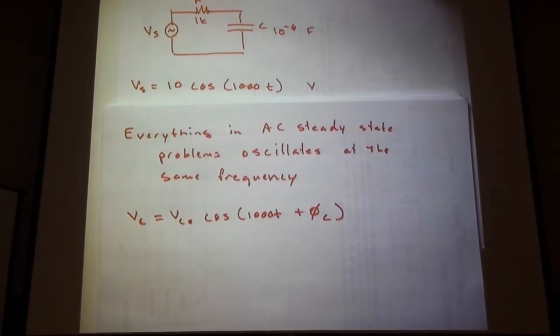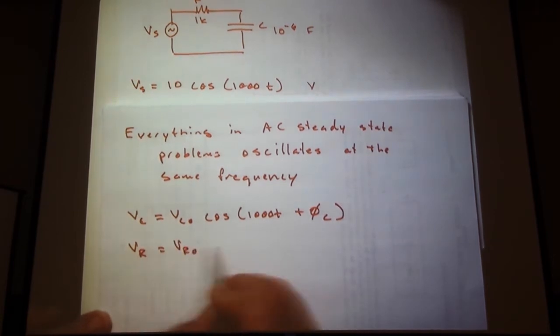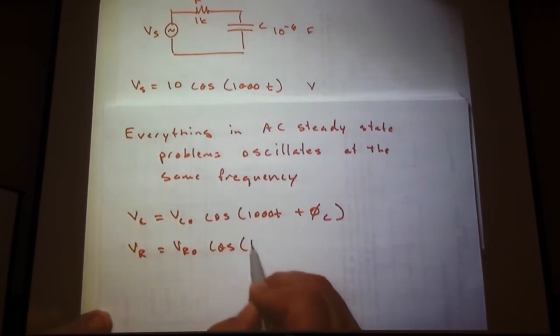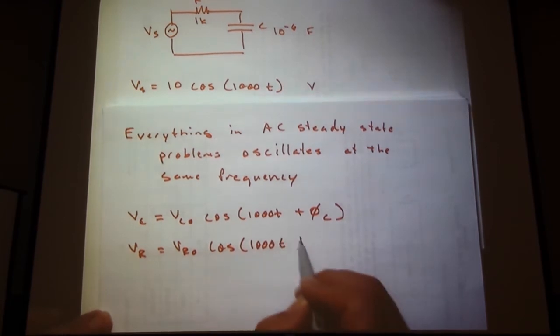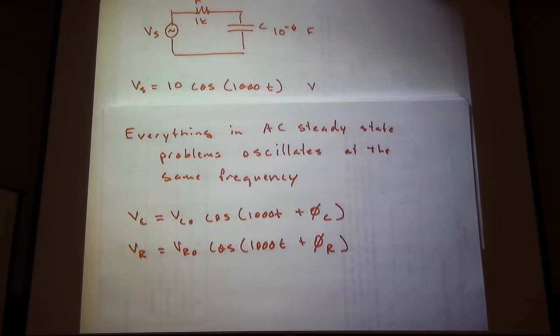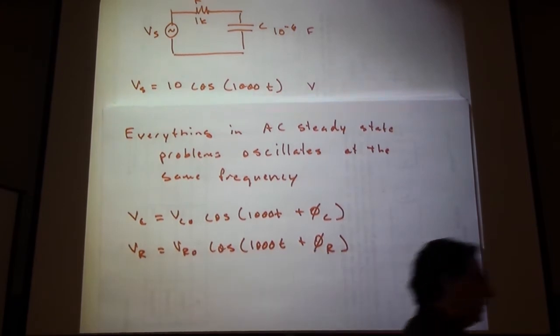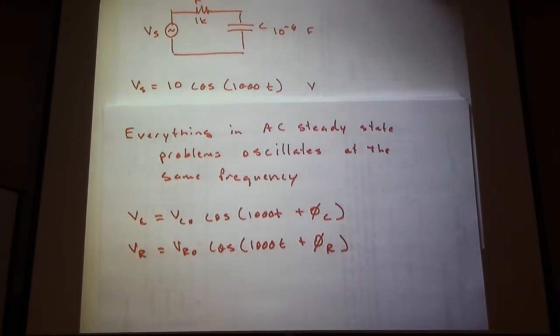So ultimately what we're going to wind up with then is VC is some VC naught cosine 1,000t plus some phi c, which sounds funny as I say it out loud. But an amplitude and a phase with the same frequency. And that's to be expected. And likewise, we can write VR, some VR naught cosine 1,000t plus phi r. A different phase, pretty sure it's going to be different. And a different amplitude, most likely. But the same oscillation frequency.